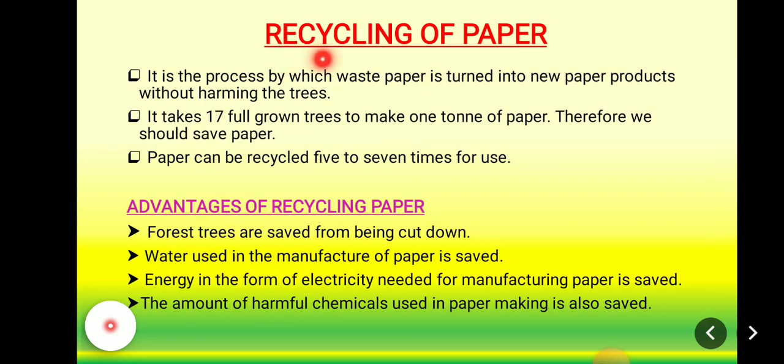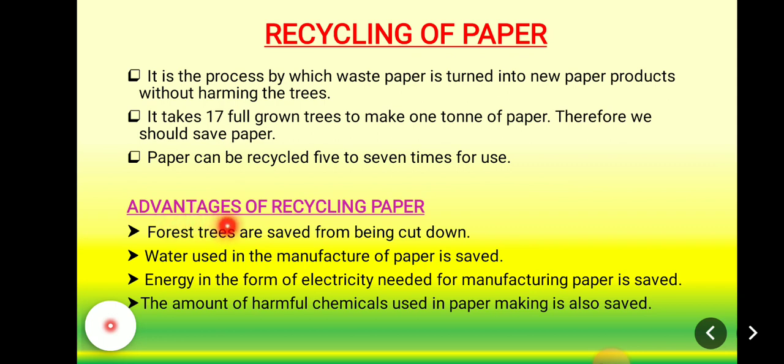Next, it is recycling of paper. It is the process by which waste paper is turned into new paper products without harming the trees. It takes 17 full grown trees to make 1 ton of paper. Therefore, we should save paper. Paper can be recycled 5 to 7 times for use.